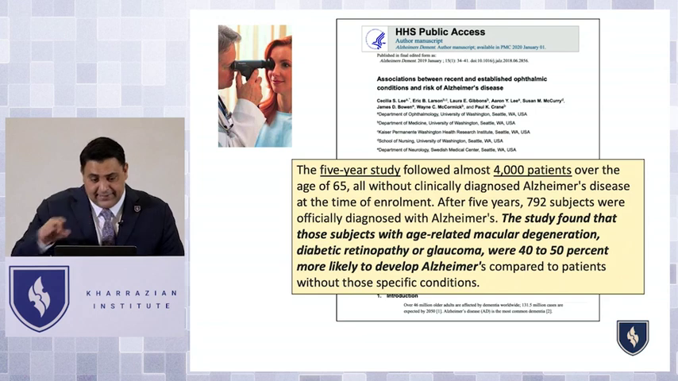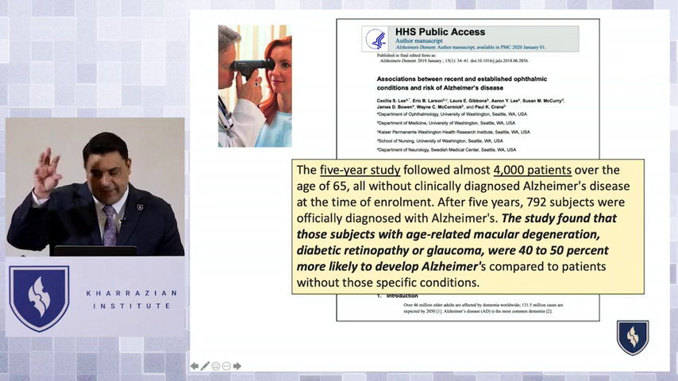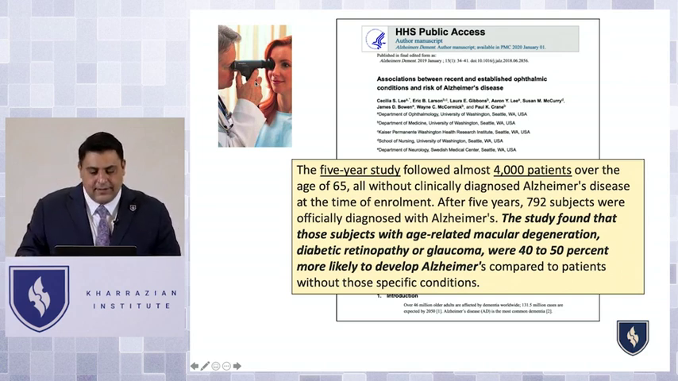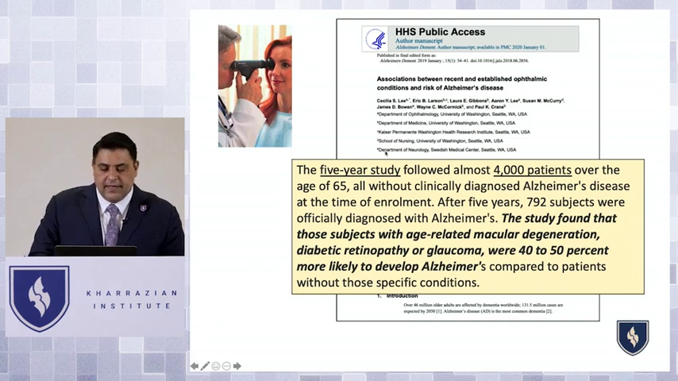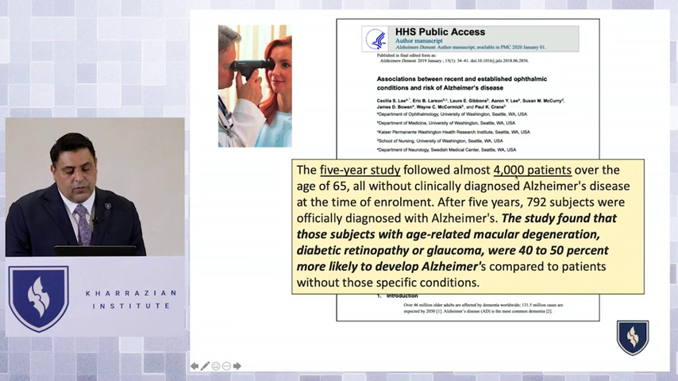You definitely want to look at an eye exam. And if you haven't invested in a PanOptic tool, you definitely want to get one. PanOptic allows you to really see the entire retina, the optic nerve, the macula, the blood vessels really, really well. So this is a study that was published called Association Between Recent and Established Ophthalmic Conditions and Risk of Alzheimer's Disease. In this 5-year study, they followed almost 4,000 patients over the age of 65, all without clinically diagnosed Alzheimer's disease at the time of enrollment. After 5 years, 792 subjects were officially diagnosed with Alzheimer's.